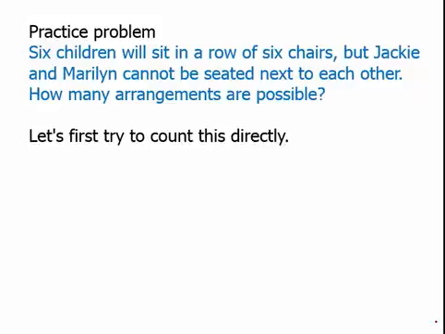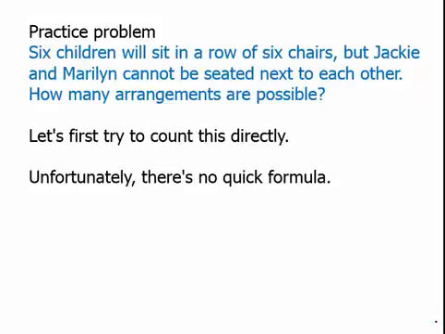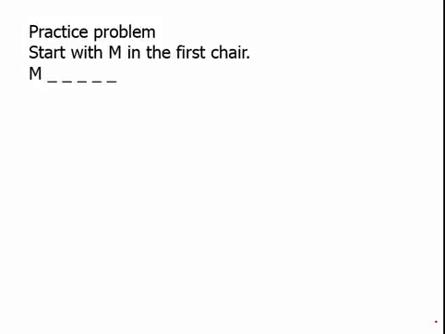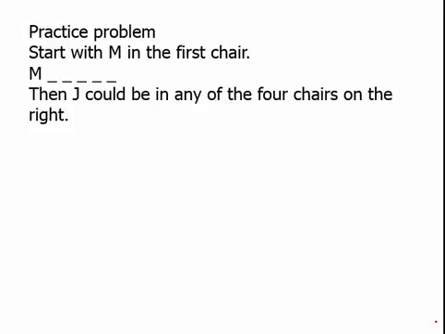Well, first let's try to count this directly. There's no formula that we can just plug in and automatically get the answer. We have to think about cases. So, let's start with Marilyn in the first chair on the left. Then Jacqueline could be in any of the 4 chairs on the right. She can't be in the one right next to Marilyn, but she could be in the other 4.